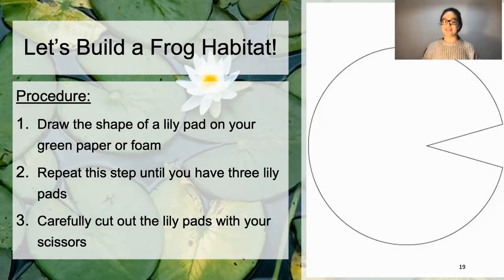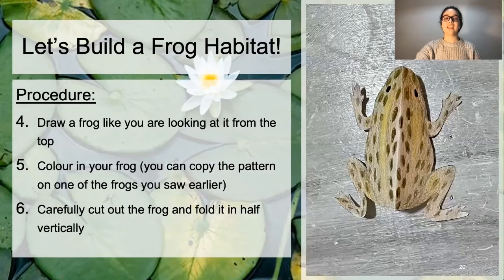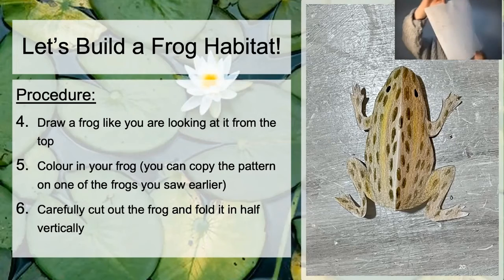Next, you will repeat the same step 3 times so that you have many different lily pads, 3 in total. Then carefully, with some scissors, you will cut out your lily pad. That way, you can get a beautiful lily pad like this. Okay? The next step, you will draw an outline of a frog looking from the top, just like this.